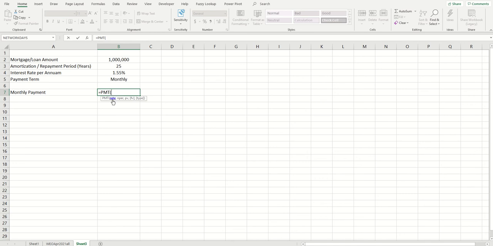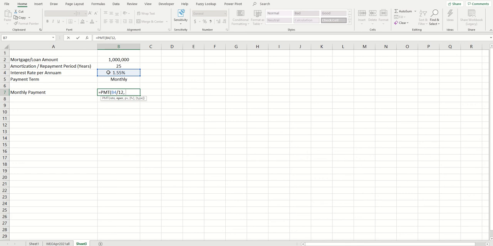Rate is the interest rate, but you need to convert the interest rate to the payment term interest rate. This is the annual interest rate. So if your payment term is monthly, then you need to convert it to monthly. If 1.55% is your annual interest rate, the monthly interest rate would be that interest rate divided by 12. So let's select that, slash, which works as division, and then let's put 12. So that would make it the monthly interest rate.